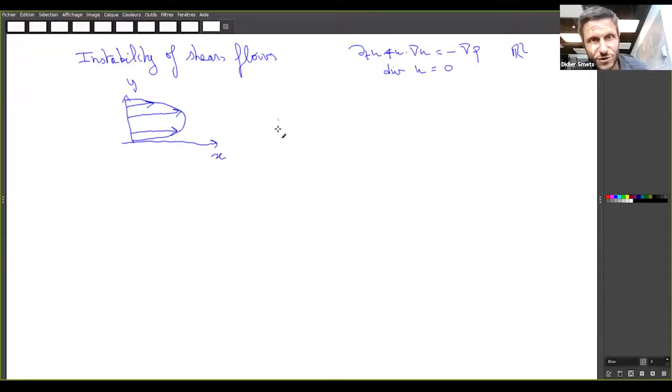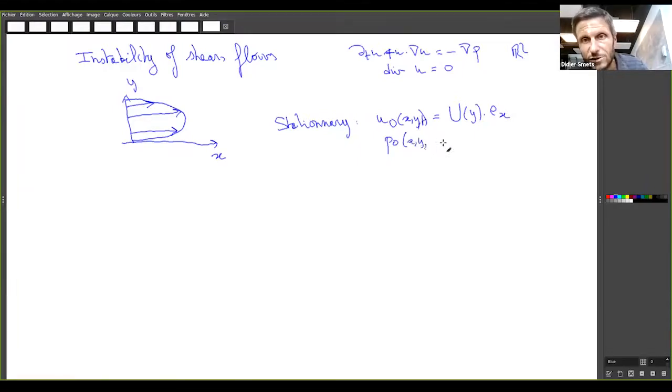So there are stationary solutions that have this form. You take u, let me call it u naught of x and y, is capital U, this profile, capital U of y along x only, okay? And p is 0 in that case, p0 of x, y, t is a constant, or say 0. So this is a stationary solution for an arbitrary profile capital U.